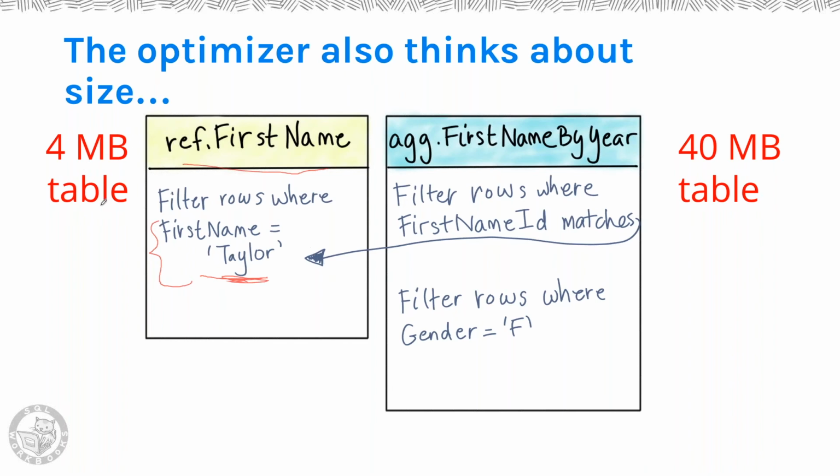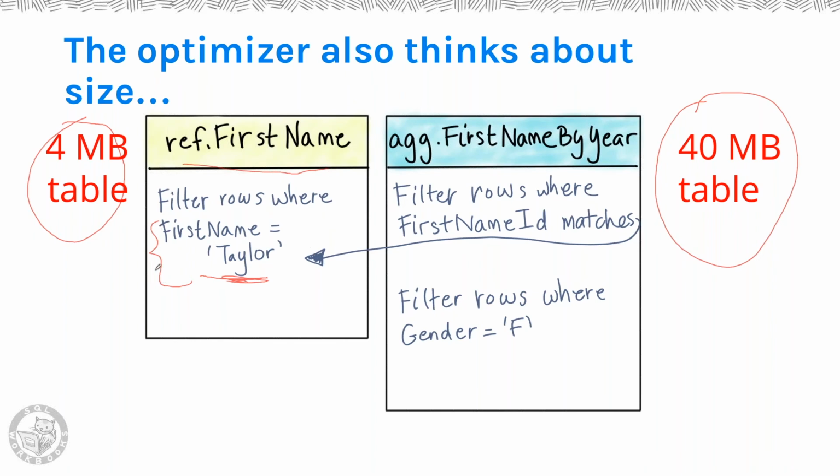Ref.firstname is a 4 megabyte table. Now, this is extra information that I've given you. You can figure this out in SQL Server, but it doesn't just put it in front of you when you're looking at the table in Object Explorer. You have to either go into a report or run a query to say, how big are these tables? So I've already done that for you, and ref.firstname is a 4 megabyte table. Ag.firstname by year is a 40 megabyte table. So they're both really small, but one is larger than the other.